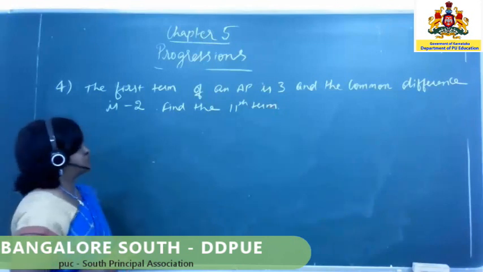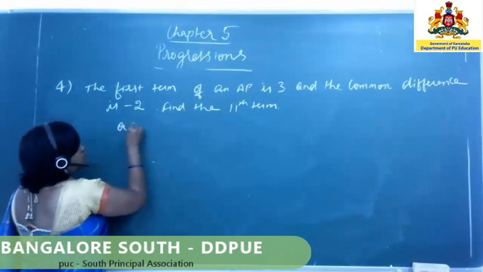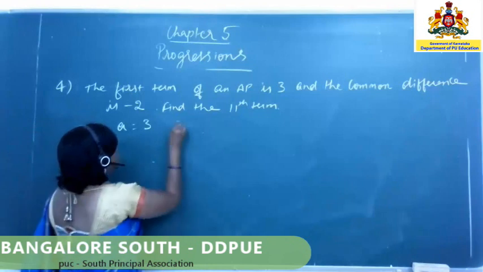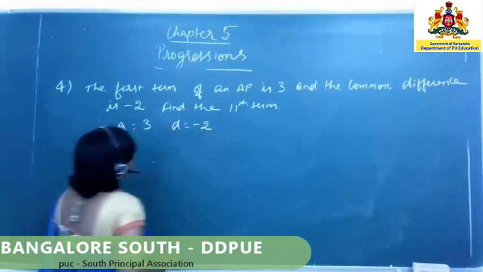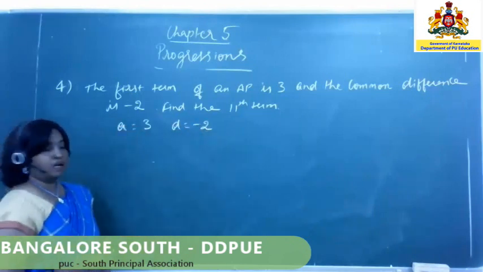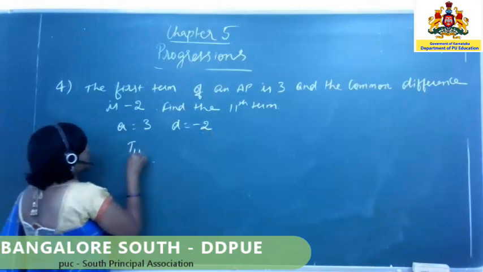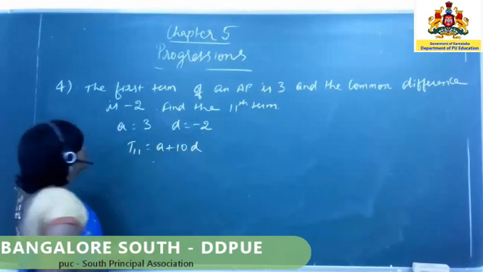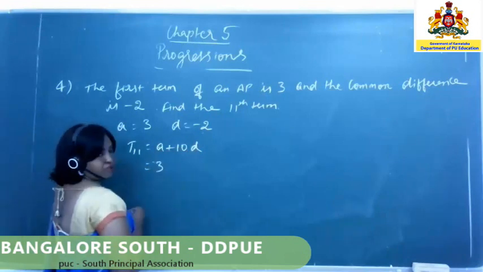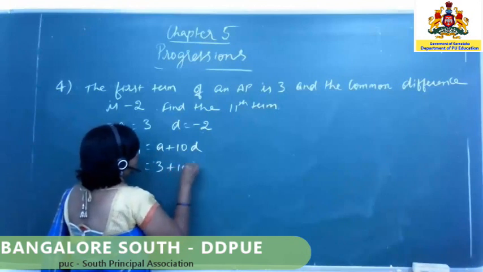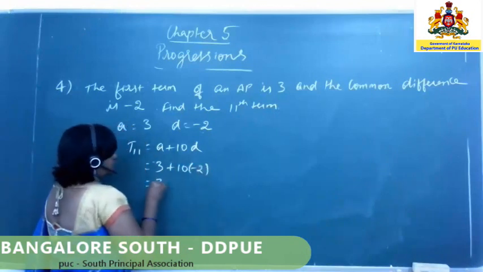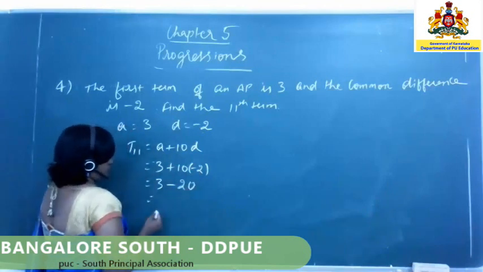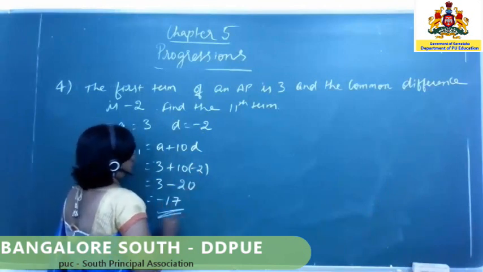Find the 11th term. First term A is equal to 3. The common difference D is equal to minus 2. They asked you to find the 11th term. So T11 is equal to A plus 10D. A is 3 given, substitute 3 plus 10 into minus 2. So 3 plus of minus 10 into 2, 20. So 3 minus 20, minus 17.